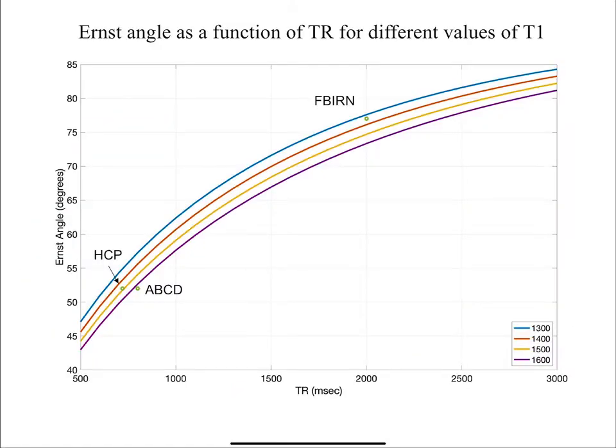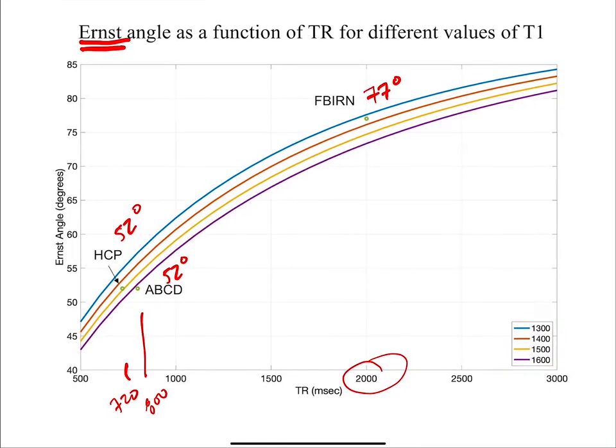The final thing we're going to talk about before we move on to fMRI is what's called the Ernst angle. This also comes into fMRI because you'll often wonder why the flip angle is set to this or that. For example, in the fBIRN protocol, the TR was 2000 and the flip angle was 77 degrees. If you look at the HCP protocol, the TR was 720 and the flip angle was 52 degrees. ABCD has 852 degrees. So they obviously follow these curves, so there must be a reason.